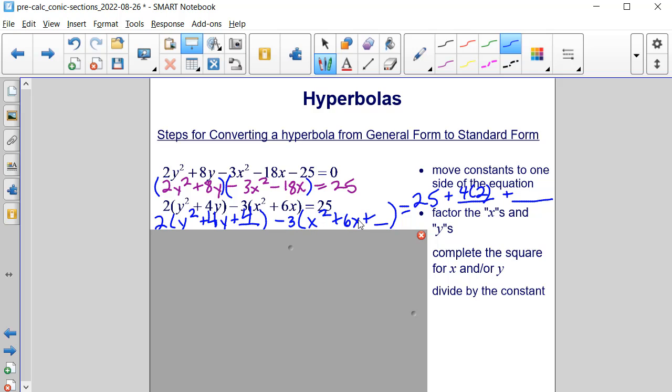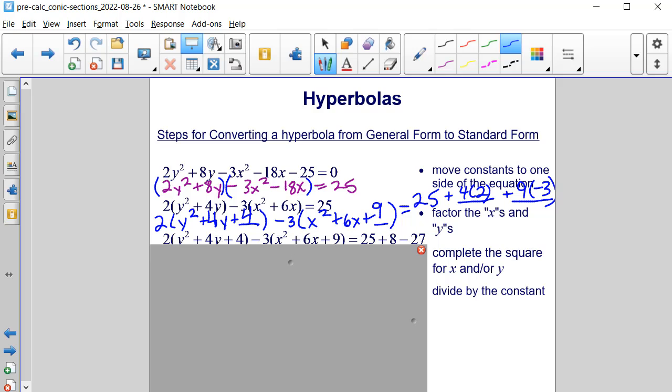And now let's look at our second set of variable terms with the x's. So we have plus 6x as our middle b term. We're going to divide that 6 by 2, and we're going to square it, and that's going to be 9. And remember, we're adding not just 9, we're adding 9 times negative 3 to the left side, so we have to do the same to the right side. Notice how I'm showing 9 times negative 3. And now we can simplify these, because these are now perfect square trinomials.